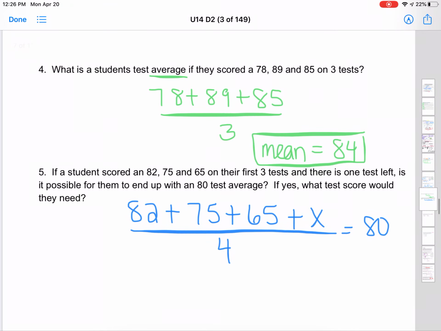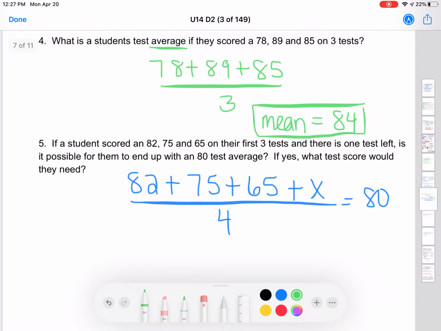All right, so first one, I did it because I know you know how to do this. What is the student's test average? If I gave you those three tests, add them up, divide by 3, and you get an 84. But you do have to know how to do this number 5 here. It says the student scored an 82, 75, and 65 on 3 tests, and they have 1 test left. So that's why I'm going to call that one X. They want to know, is it possible for them to end up with an 80 on a test? So I'm going to add up the 3 I have plus X, which is the one I don't know, divide by 4, and set it equal to 80.